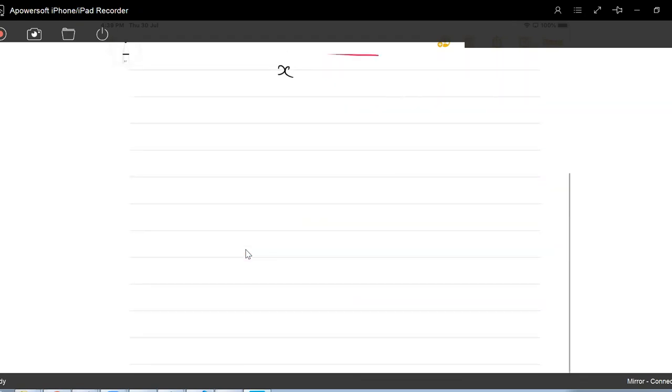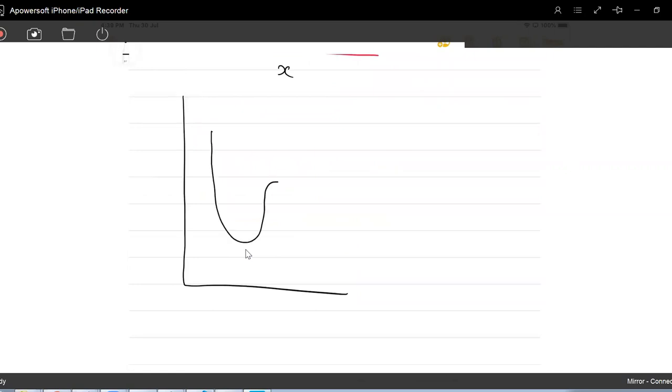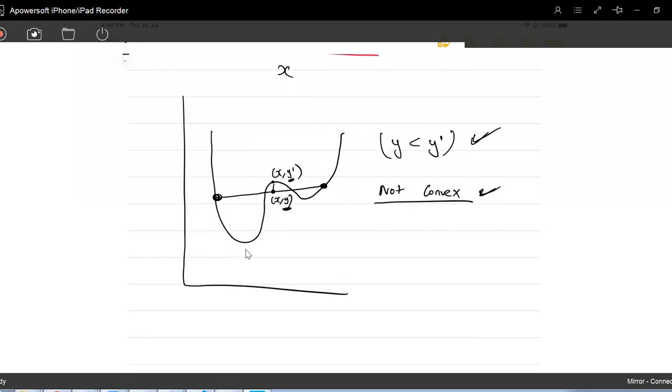Now if we take another function like this, let's take these two points and join the line. Now we take this point, and suppose this point is x and y. If we check over here, it will be x comma y dash. Which one will be greater here, y or y dash? Y dash is greater, right? So I'll say that this function is not convex.